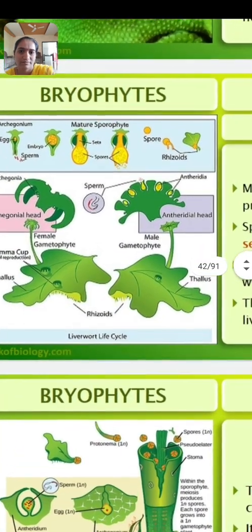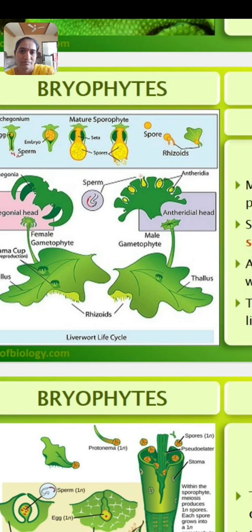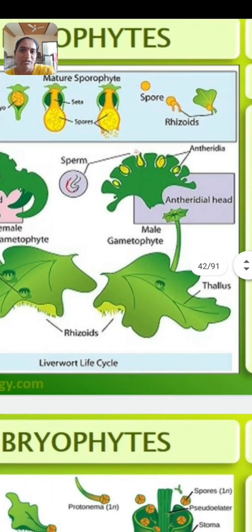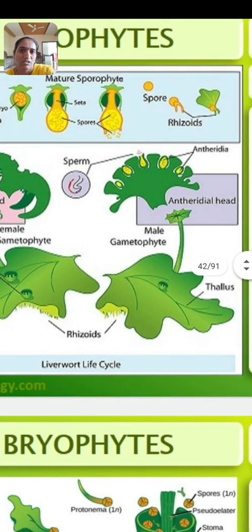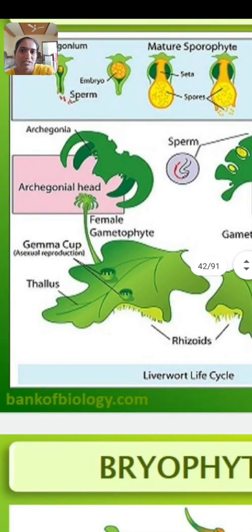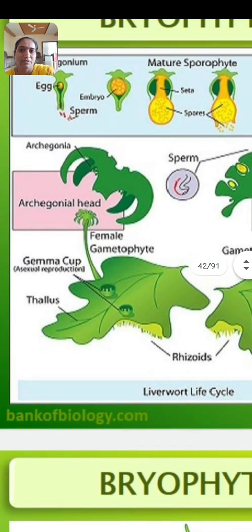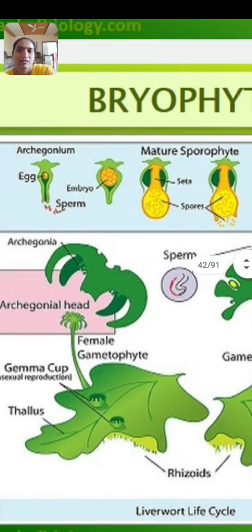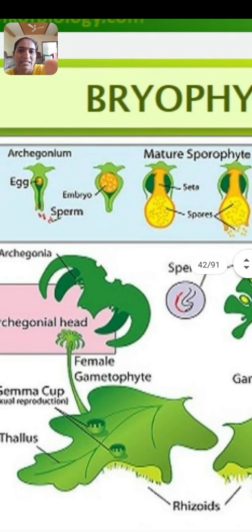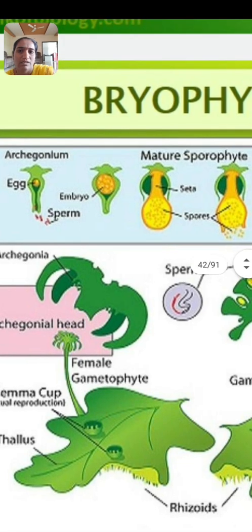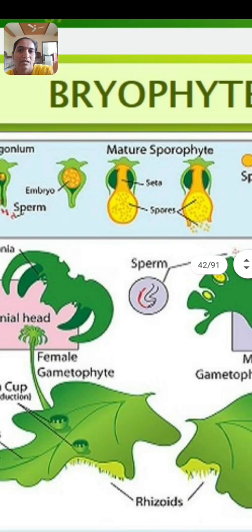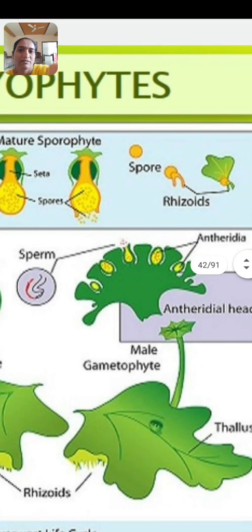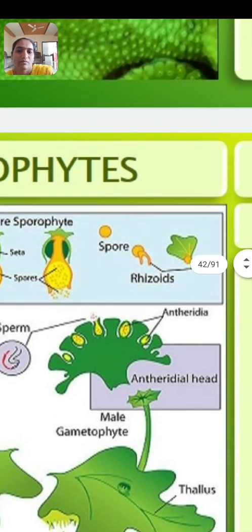Here, this one is the male gametophyte which produces the sperms. Okay, and this one is the female gametophyte which produces the egg cell. Here from the archegonium egg cell, and from the antheridium released sperm, the embryo is developed.